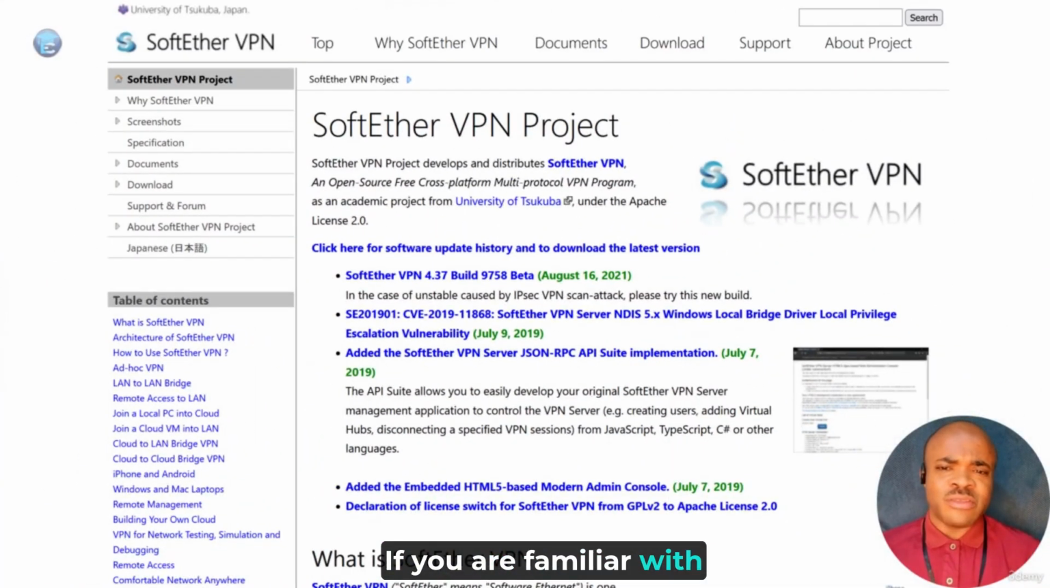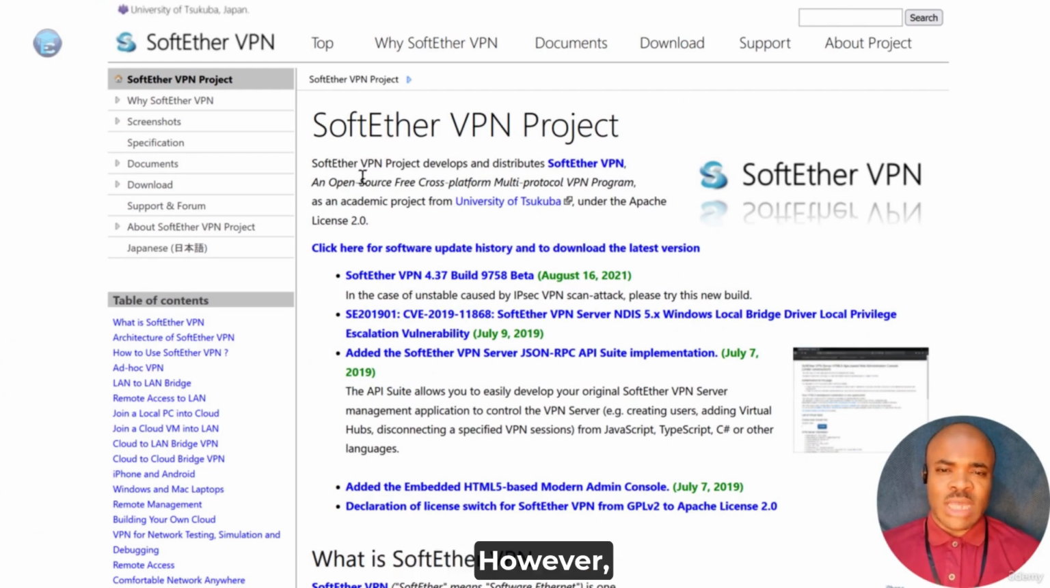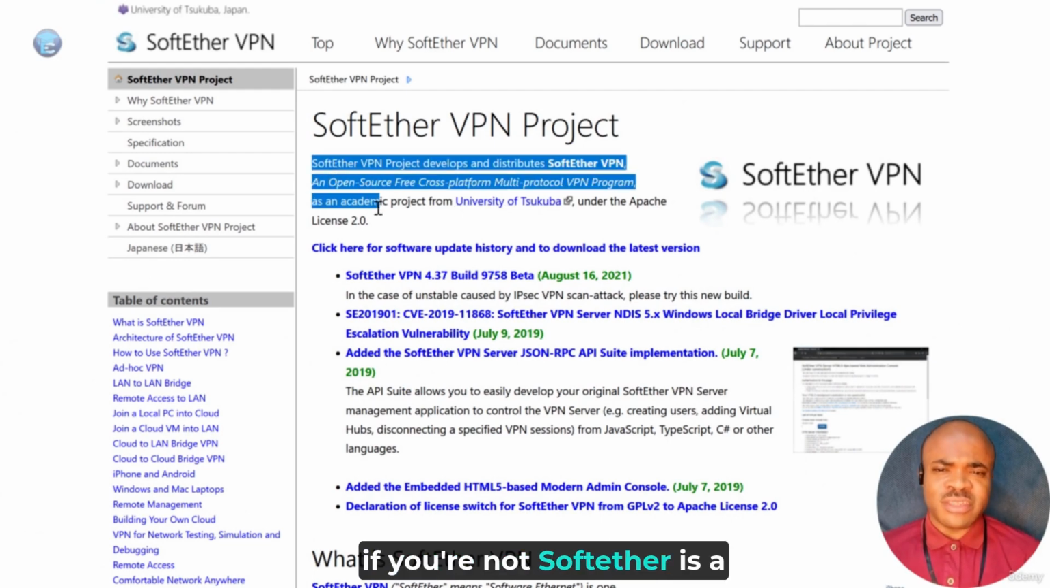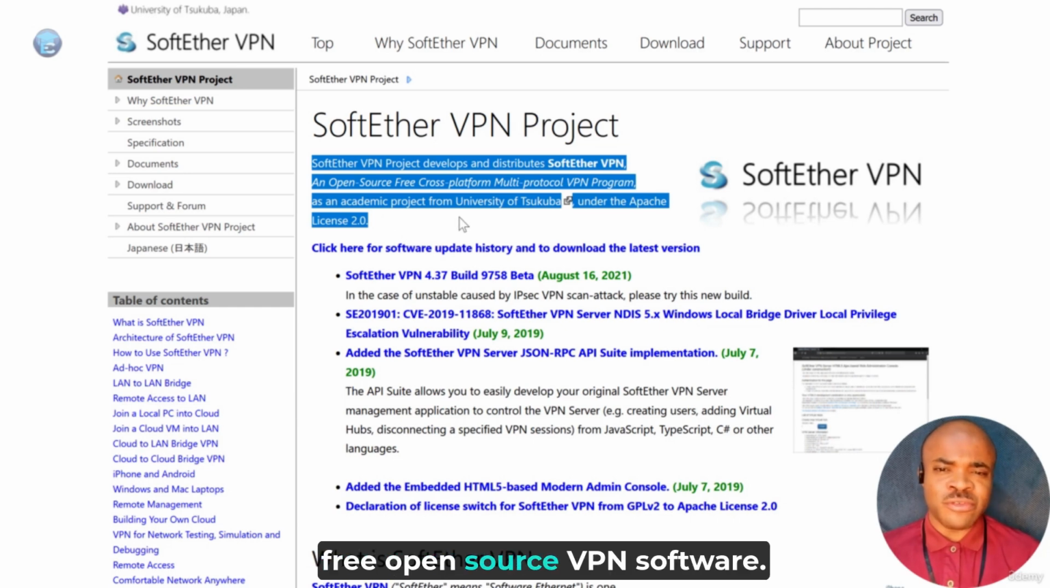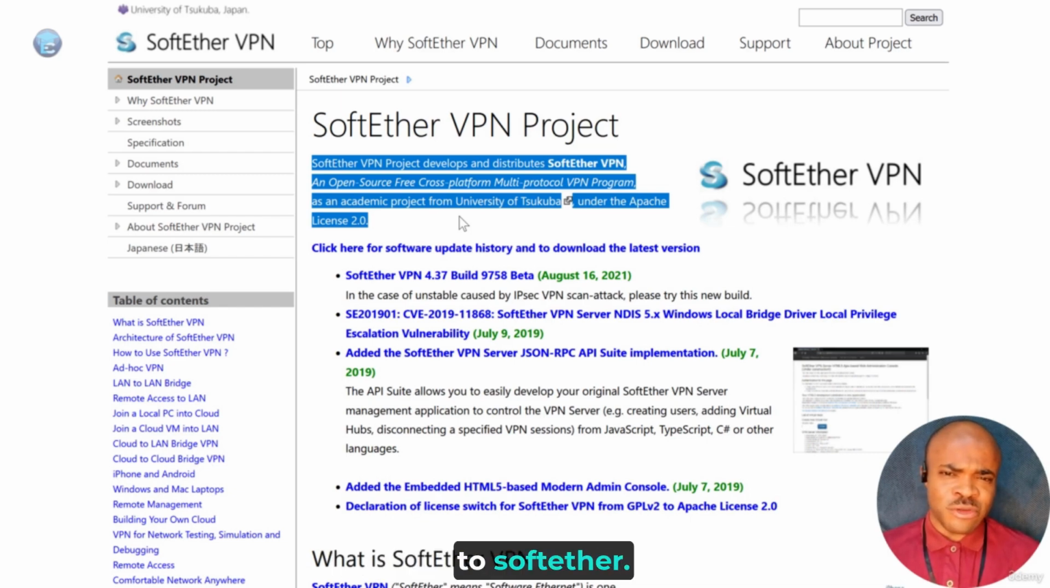If you are familiar with VPN protocols, you've probably come across SoftEther at some point. However, if you're not, SoftEther is a free open source VPN software. It was initially developed at the University of Tsukuba as a master's project. However, it was released to the public in 2014. There are two sides to SoftEther.